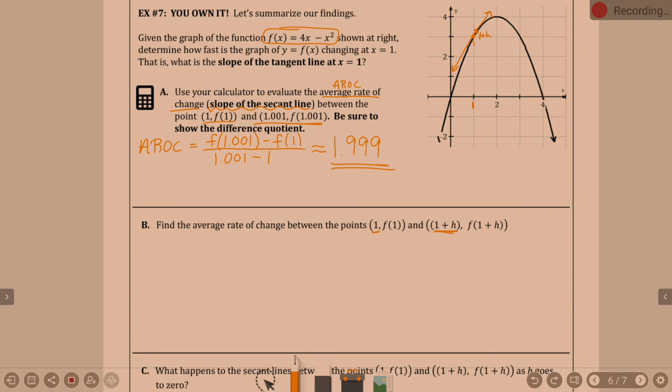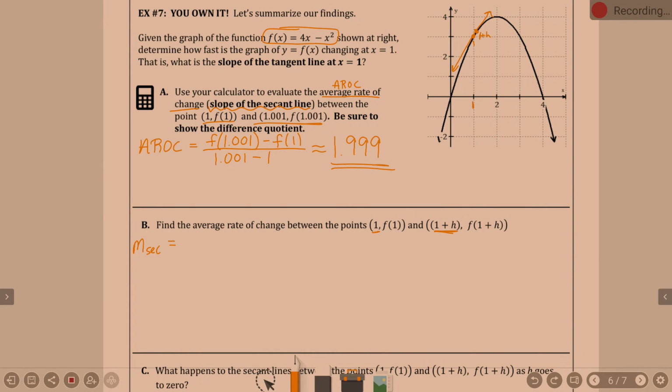Now, average rate of change means officially we are finding the slope here. Think of this as the slope of the secant line. So that means y minus y over x minus x.